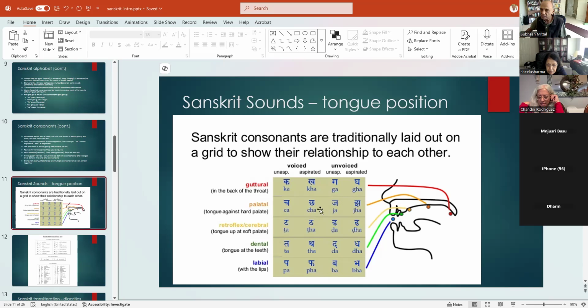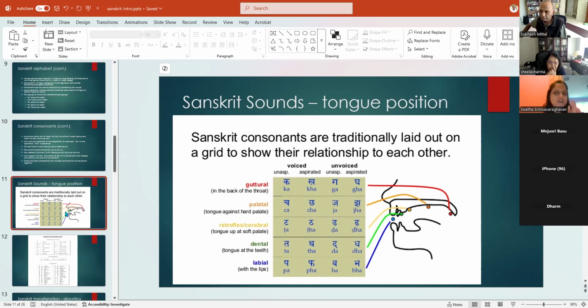Slightly ahead of that, the next one, cha, chha, ja, jha. Okay, and a little more further up, ta, tha. This is the very front part of the palate. Ta, tha, da, dha. And then this is dental. This is where you will actually touch the tongue to the back of the teeth. Ta, tha, da, dha. And this is labial, which is where you actually close the lips. Pa, pha, ba, bha. So it's very important to understand where the position of the tongue is.